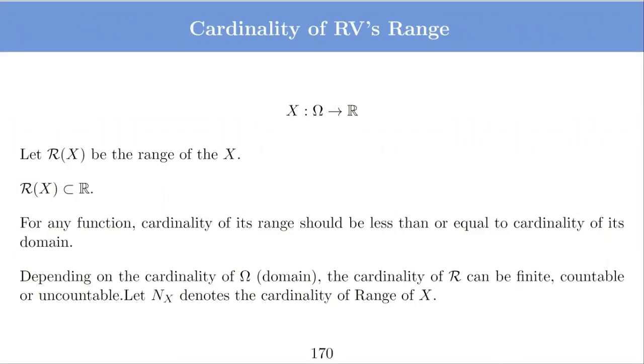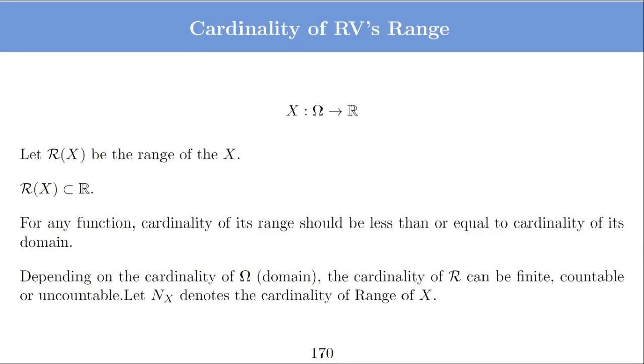Okay, so some members of the codomain B will be left out. We will not include those. We will only include those elements which are mapped to at least one of the outcomes, and that will make the range. And of course, you can understand this range is a subset of the real line. It's a subset of the codomain. For any function, cardinality of its range should be less than or equal to cardinality of its domain.